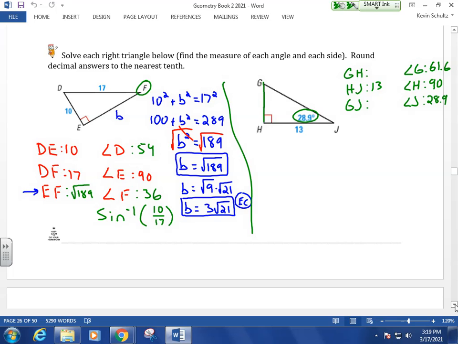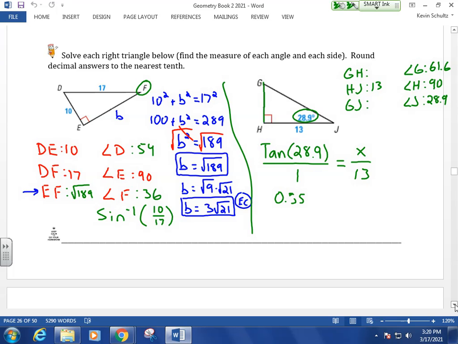HJ, the one we know, is the adjacent side. So we'll be using tangent, opposite over adjacent. So the tangent of our angle, and we're not using the inverse here because we know what the angle is. We're looking for the side. So tangent of 28.9 over 1 equals the opposite, GH, what we're trying to find, over adjacent, the one that we know. So now we're going to find the tangent of 28.9, which is about 0.55.